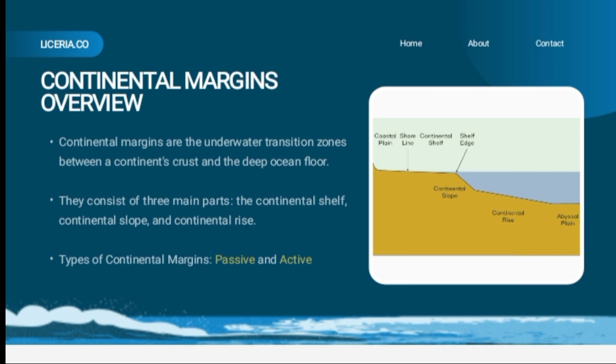And next, the continental rise. At the base of the continental slope, you will find the continental rise, a gentle accumulation of sediments that have been transported down the slope. This area transitions into the deep ocean floor. Continental margins are broadly classified into two types, the active and passive. The distinction lies in their tectonic setting.